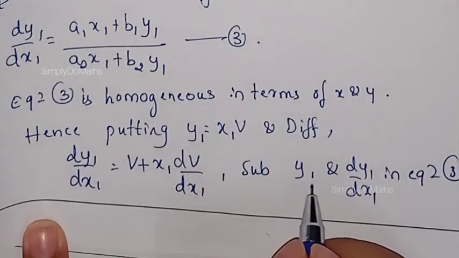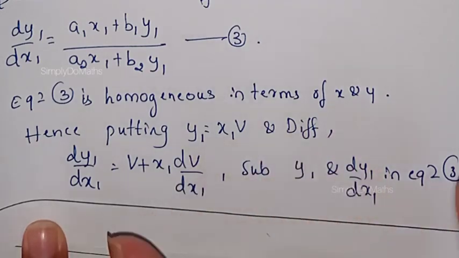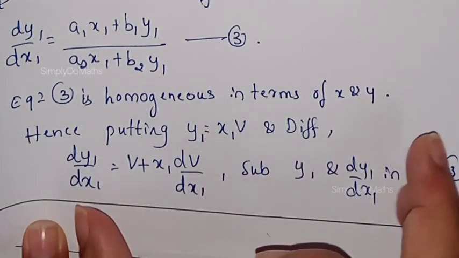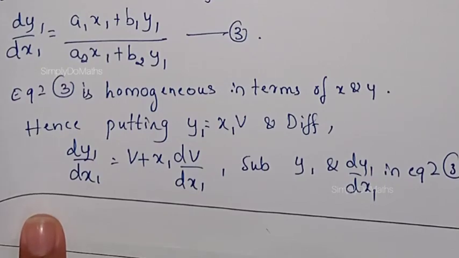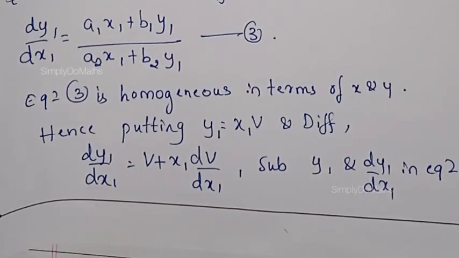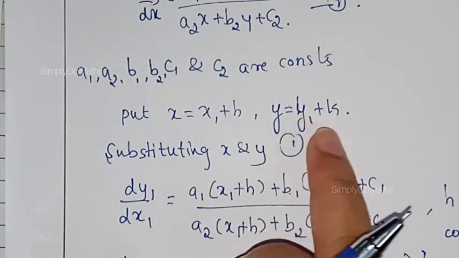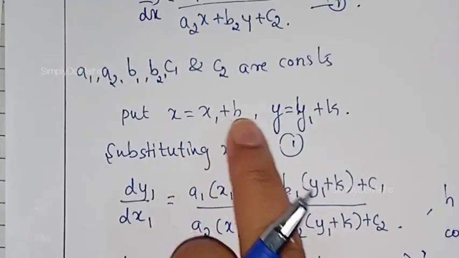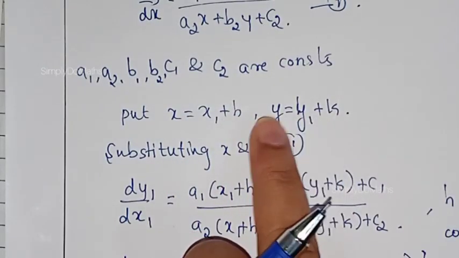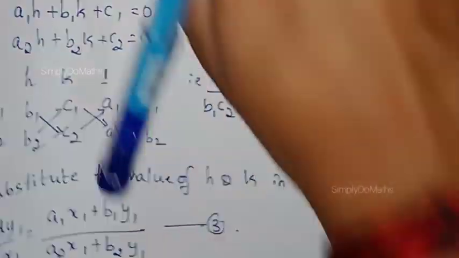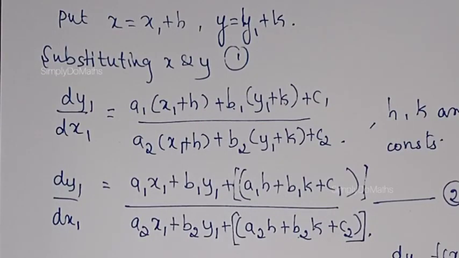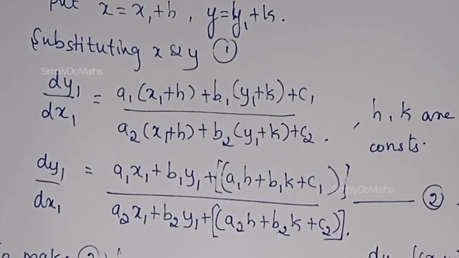Again we need to substitute the values of y1 and x1, because we get the solution in terms of x1 and y1 in this case. The value of x is x1 plus h and y equal to y1 plus k, which implies x1 equal to x minus h and y1 equal to y minus k. Here the values of h and k are obtained in equation star. So we need to substitute these last values so that we get the required general solution.